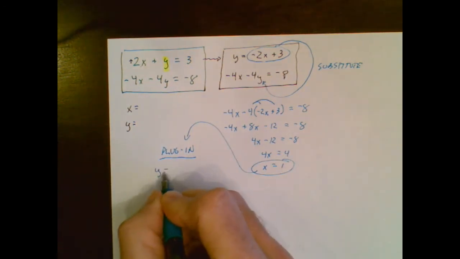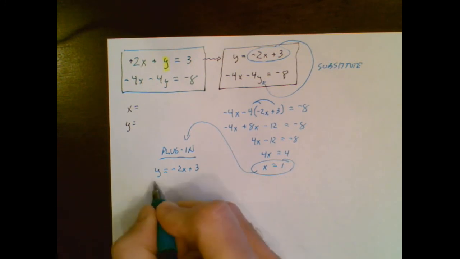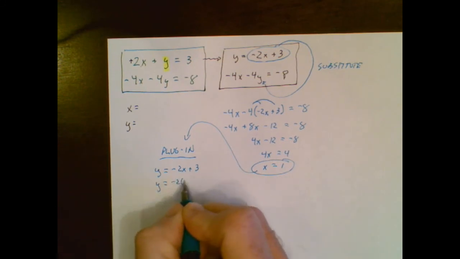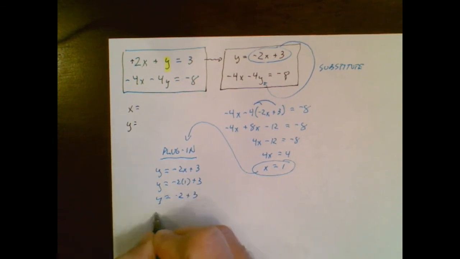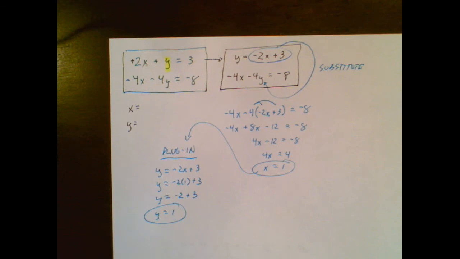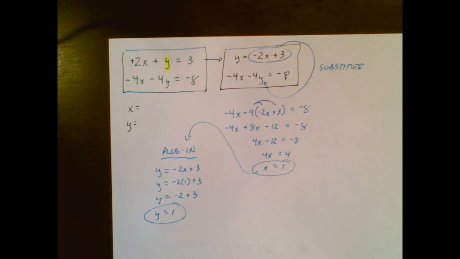So I just say y equals negative 2x plus 3, but I already know what x is. y equals negative 2 times 1 plus 3, y equals negative 2 plus 3, y equals 1. I have my answer, x equals 1, y equals 1. That's my answer to that system of equations.